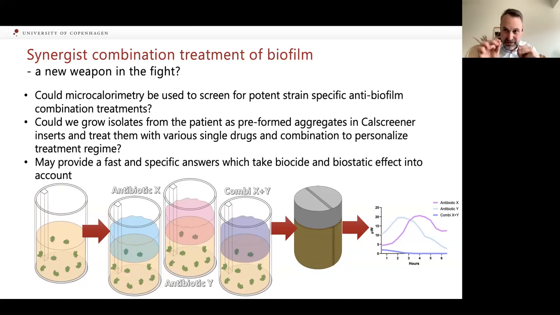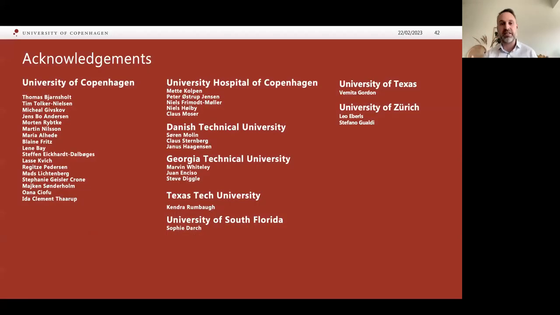a regime that would be specific for this patient, and by using the calScreener, you could get around biostatic effects. We could see only the bacteria that are actually being killed in a biofilm. If this could work, we could really make a fantastic diagnostic tool to treat cystic fibrosis patients.